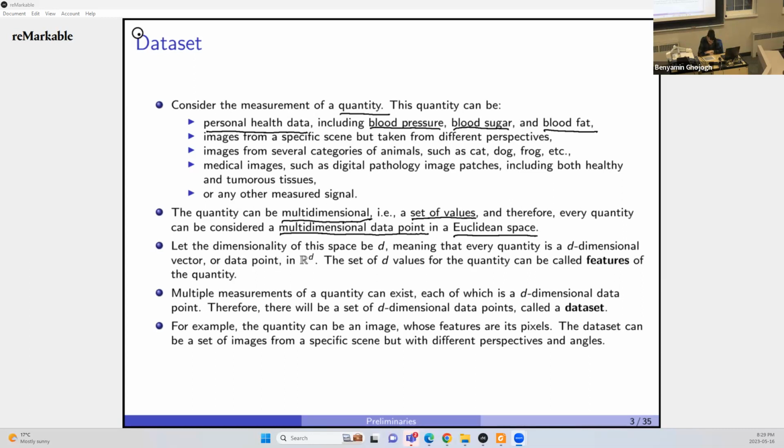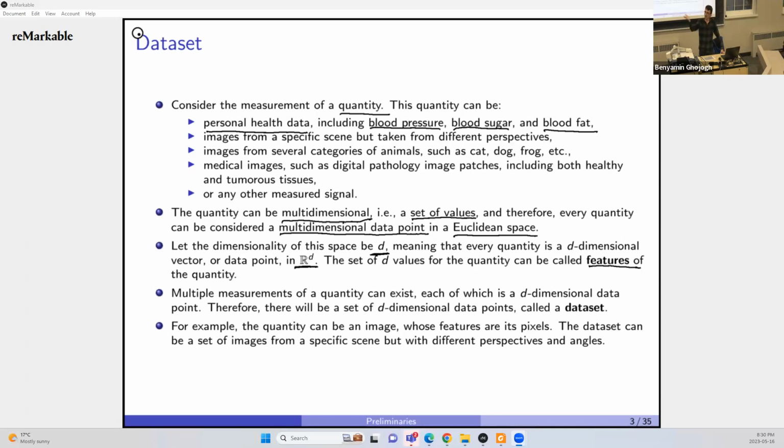Let the dimensionality of this space be d, meaning that every quantity is a d-dimensional vector or data point in R^d. When I say R^d, the R stands for real, because you usually work with real data rather than complex data. Right? And when we say R^d, it means a d-dimensional vector in the Euclidean space. Okay. The set of d values for the quantity can be called the features of this quantity or vector. So every vector has some features, right?